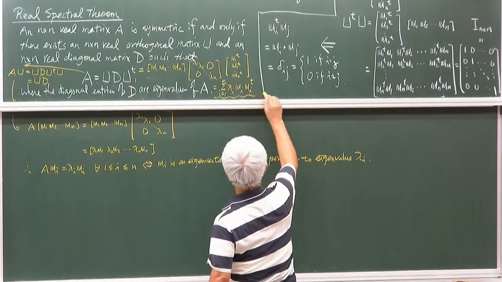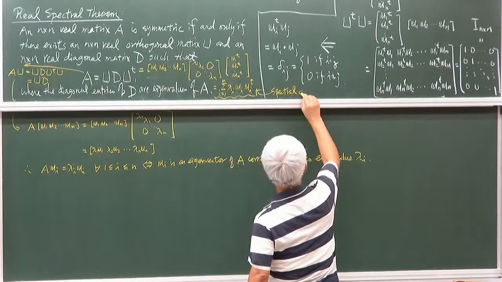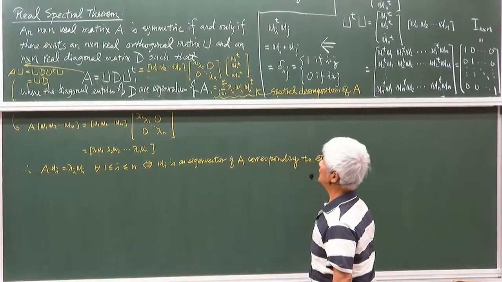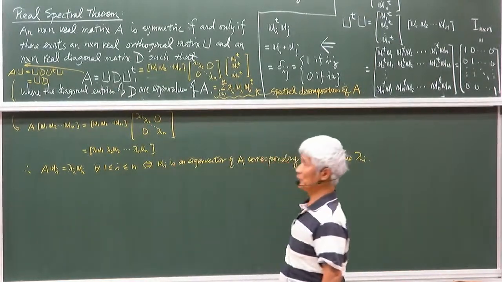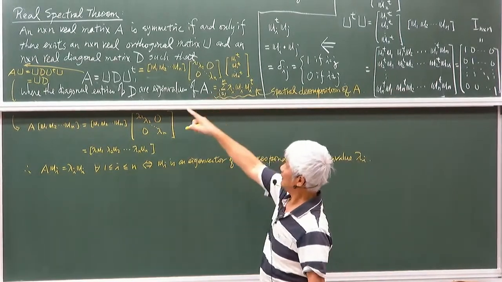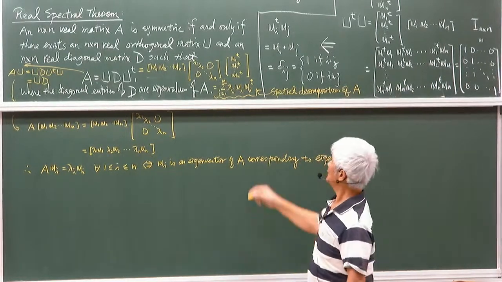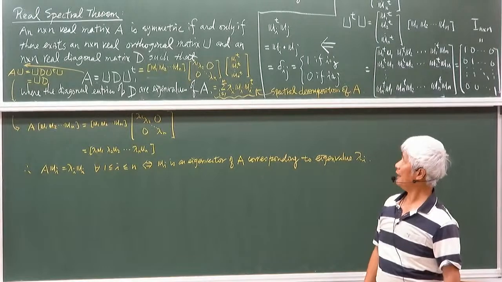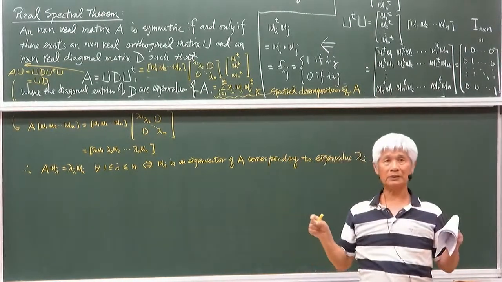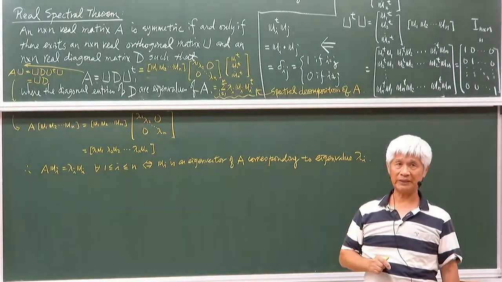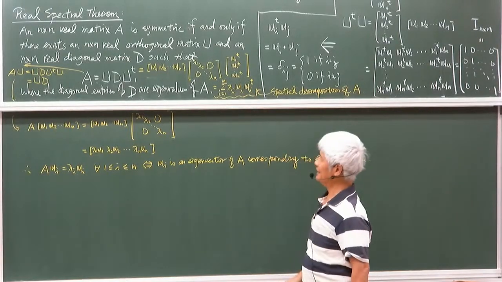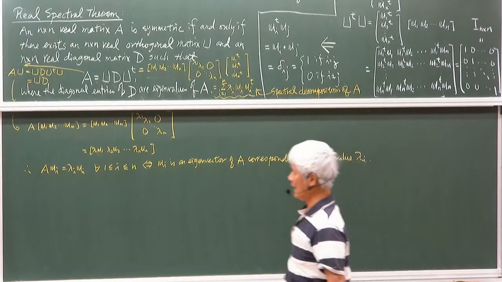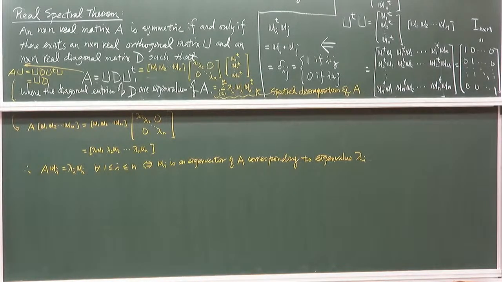This is called a spectral decomposition of A. Why we call it spectral decomposition is because you can express the matrix A as the summation of the eigenvalues times this product. This product actually is a matrix: the column vector UI times the row vector UI transpose becomes an n by n matrix with rank 1. So any covariance matrix has a spectral decomposition.